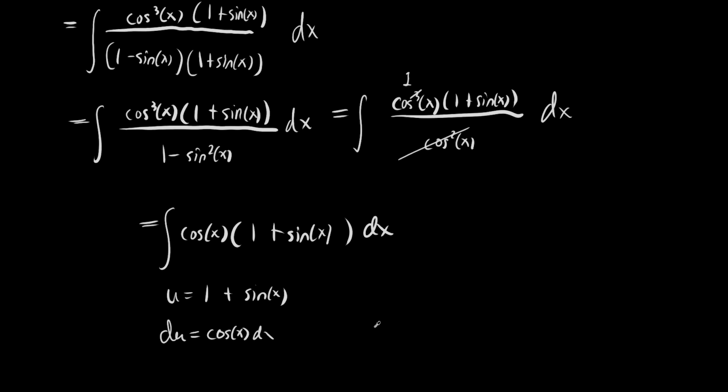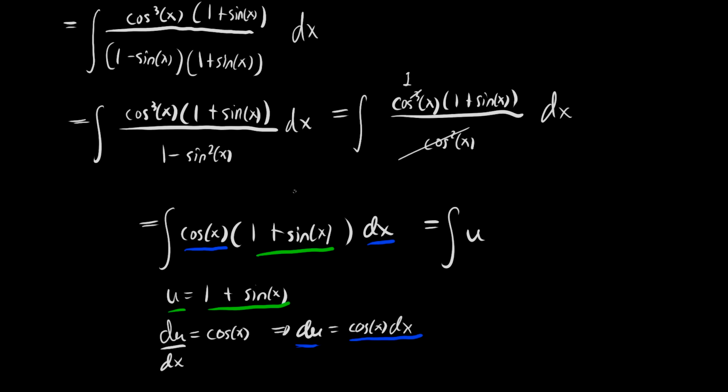Or in other words, you could say du over dx is equal to cos of x, but you can also say that du is equal to cos of x dx, and you can find that exact expression over here. You have du and cos of x dx. Well, that's exactly this over here, and this is going to be u. So this expression becomes a lot simpler. You get u for this, and then cos of x dx becomes du. And there you go. This is very simple to solve.